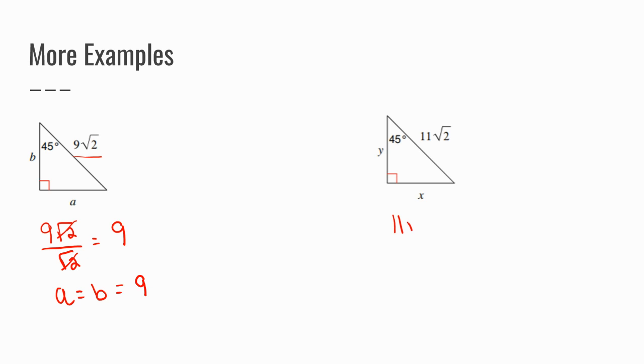Here, same thing, 11 square roots of 2. If I divide through by a square root of 2, those become a 1. So then X and Y are both going to be equal to 11. If you have a square root of 2, you can just look at the front number. That's what the measurement of your leg is going to be. And that's as far as we're going to go with it in this class for this year.